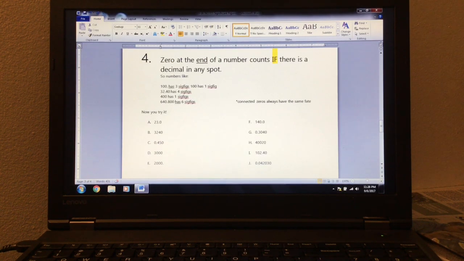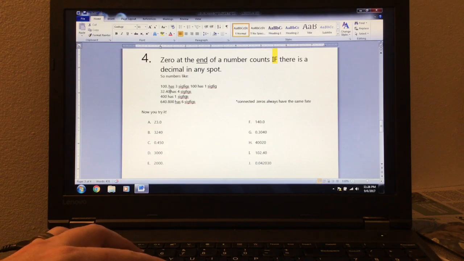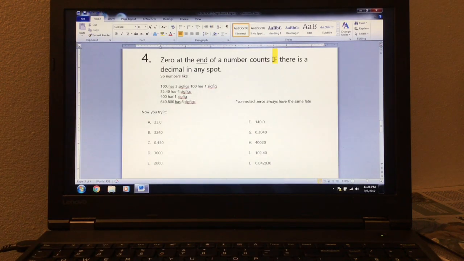400 has 1 significant figure. Sig fig, singular. How can I make it have 3?